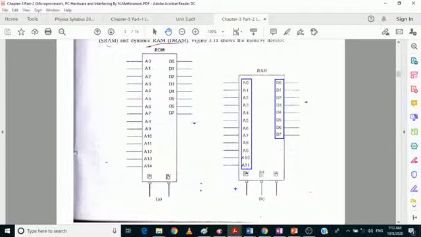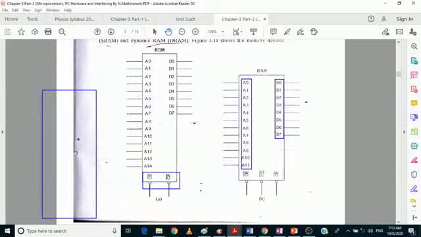Here also we have 3 control signals. In the case of the ROM device, we have only 2 control signals because we can perform only the read operation. So the output enable signal is nothing but the read signal. Inside the microprocessor we have two control signals: one is RD bar, and another one is WR bar.